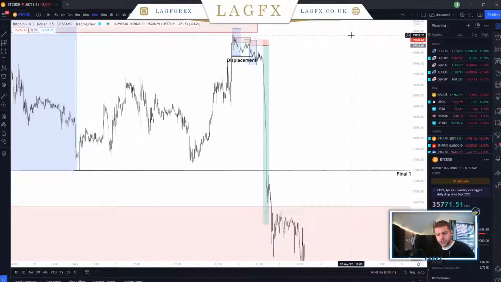So obviously GMT time, that is 12 p.m. till 4 p.m. For anyone in New York, that is pretty much straight at the start of the session where you're going to get the most volatility. But yeah.